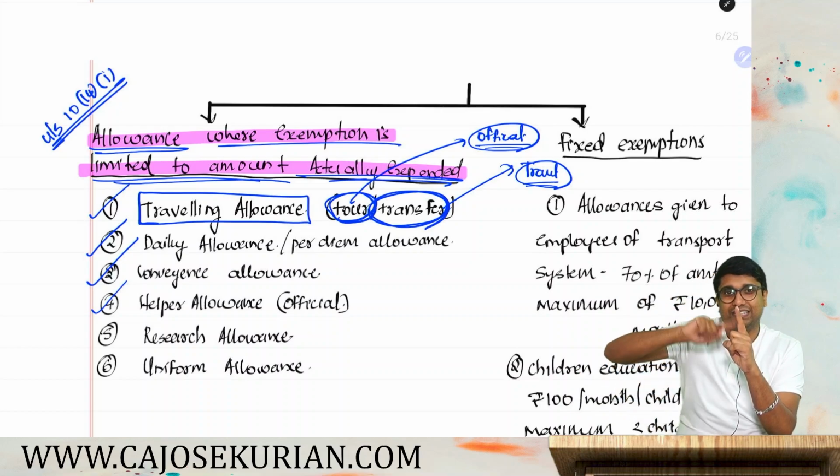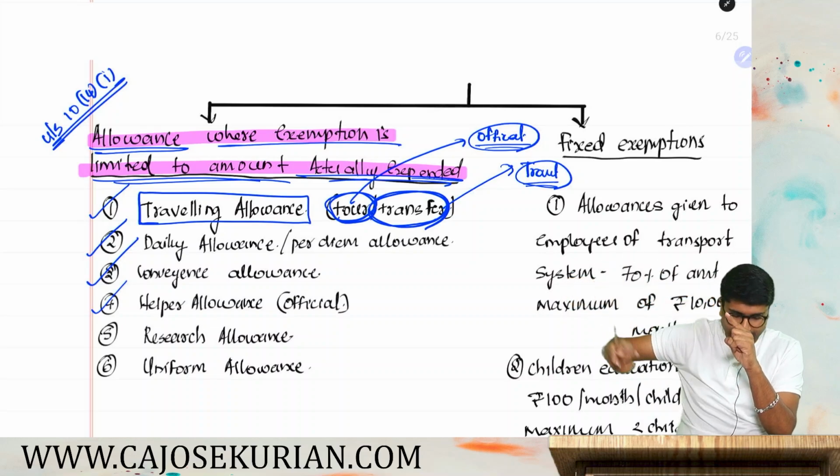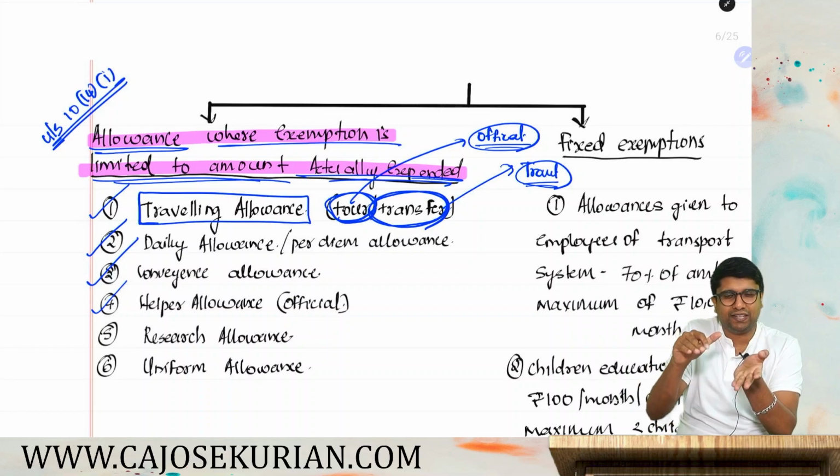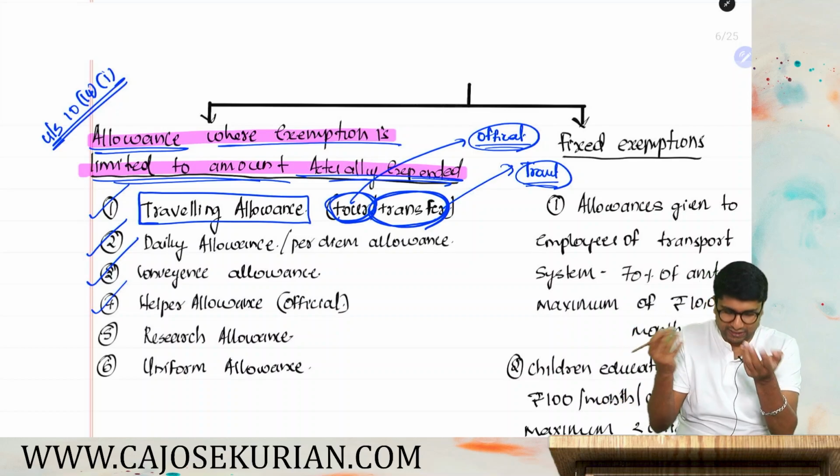For house helpers, that's called perquisites, which we will deal with later. If you are getting an official allowance for your official helper and you have expended that allowance for that respective purpose, nothing shall be taxable.